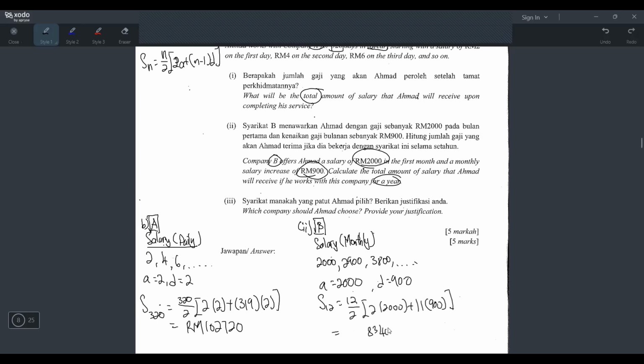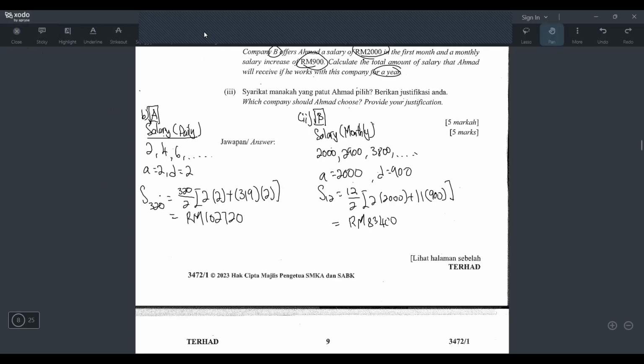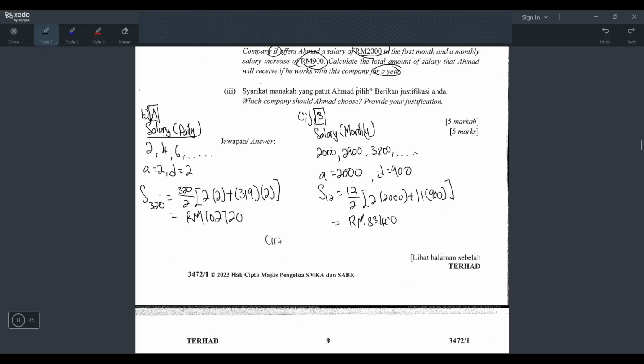Okay, and this is the RM, right? So what is 83400? The total amount of salary that he will receive if he works in company B for 1 year. That's what it means, right? Okay, what about the third question? Third question says, which company should Ahmad choose?